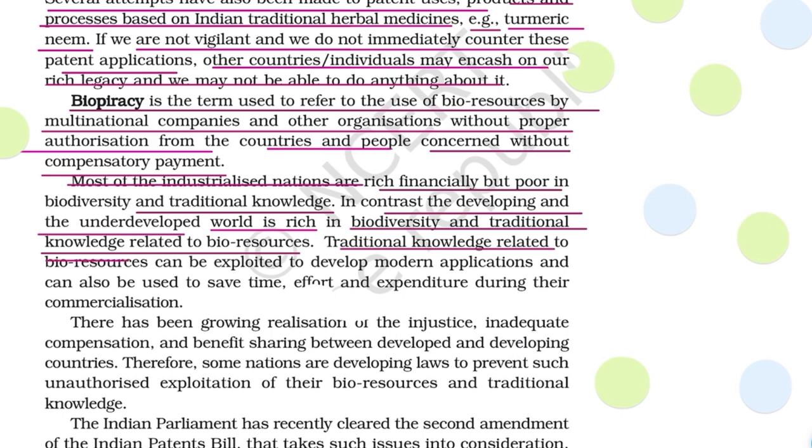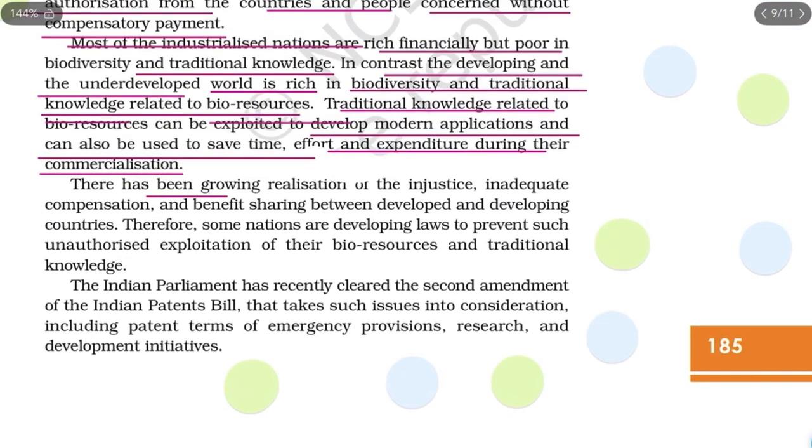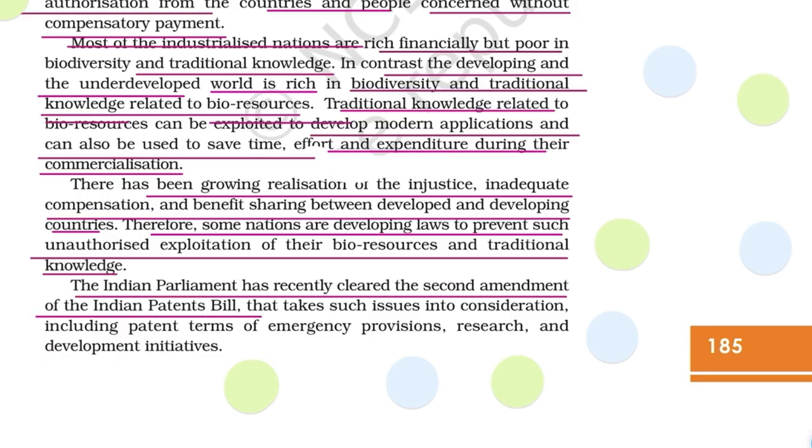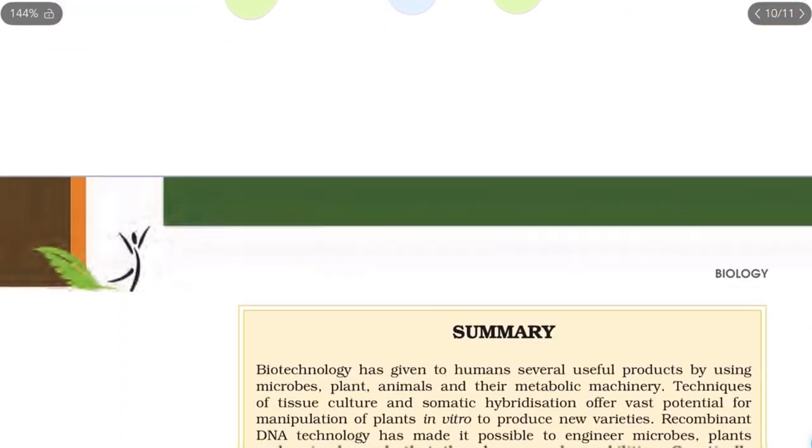Traditional knowledge related to bioresources can be exploited to develop modern applications and can also be used to save time, effort, and expenditure during their commercialization. There has been a growing realization of the injustice and inadequate compensation and benefit sharing between developed and developing countries. Therefore, some nations are developing laws preventing such unauthorized exploitation of their bioresources and traditional knowledge. The Indian Parliament has recently cleared the second amendment of the Indian Patents Bill that takes up issues and considerations including patent term, emergency provision, research and development initiatives.